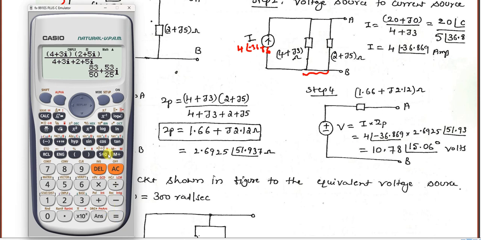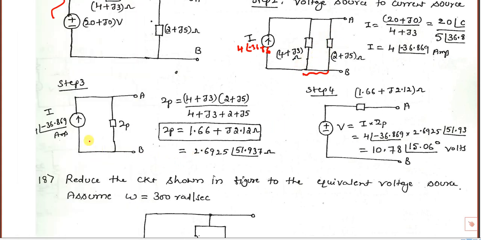Click the SD button. You'll get 1.66 plus J2.12. If you want to represent it in polar form, shift complex number 3, and you get 2.6925 angle 51.937 ohms. That is the equivalent impedance. Instead of these two in parallel, I can write a single equivalent impedance. So that is the answer.